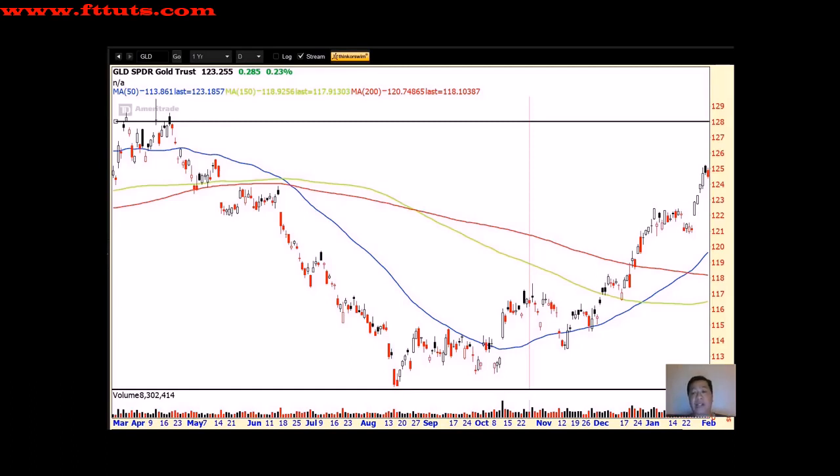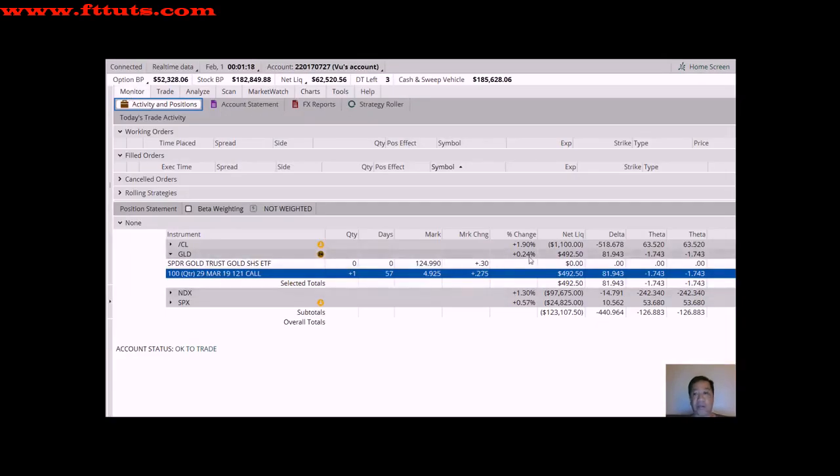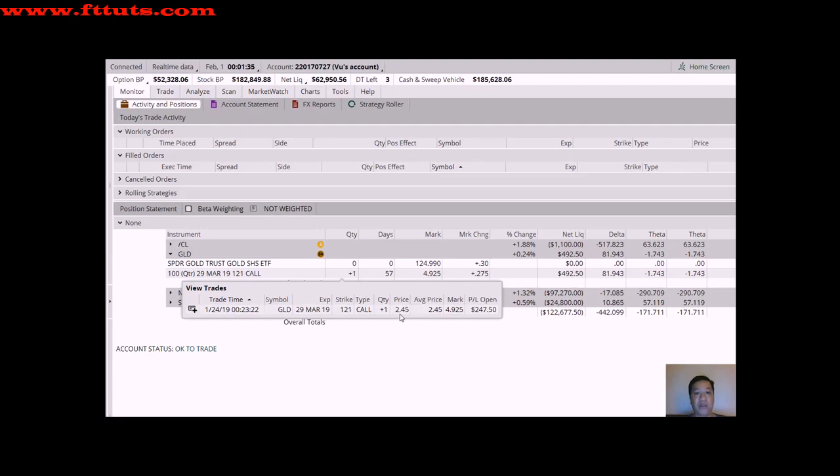So what happened since then? Actually the stock has gone up, right? And we are making good money right here. So look at the profit of the trade right now. Okay, so now the mark, which is the market price of the option, is $4.92. Okay, remember when we bought it was $2.45, so it is actually double.